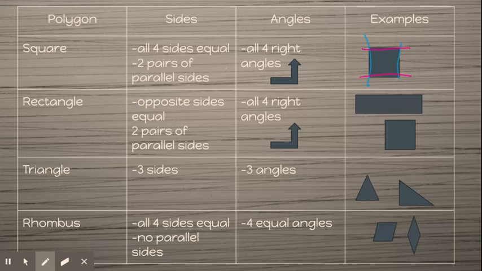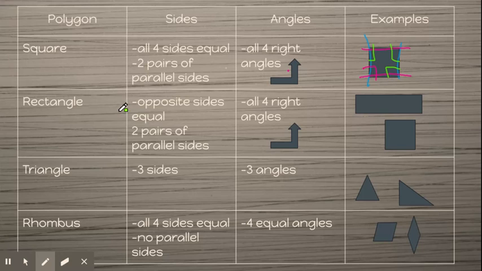The other thing is it has 4 right angles. Right angles will make that square corner. So when I'm looking at my square, this is a right angle. And it will have 4 right angles. So I like to draw in this little square in here. All of those are right angles.